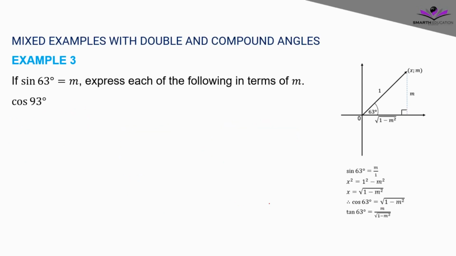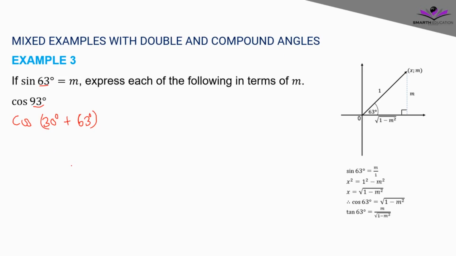cos 93, 63 and 93. What can we have here? We can bring the special angle 30. 30 plus 63 will give us 93. So this is like cos of 30 degrees plus 63 degrees. This is cos 93 degrees.